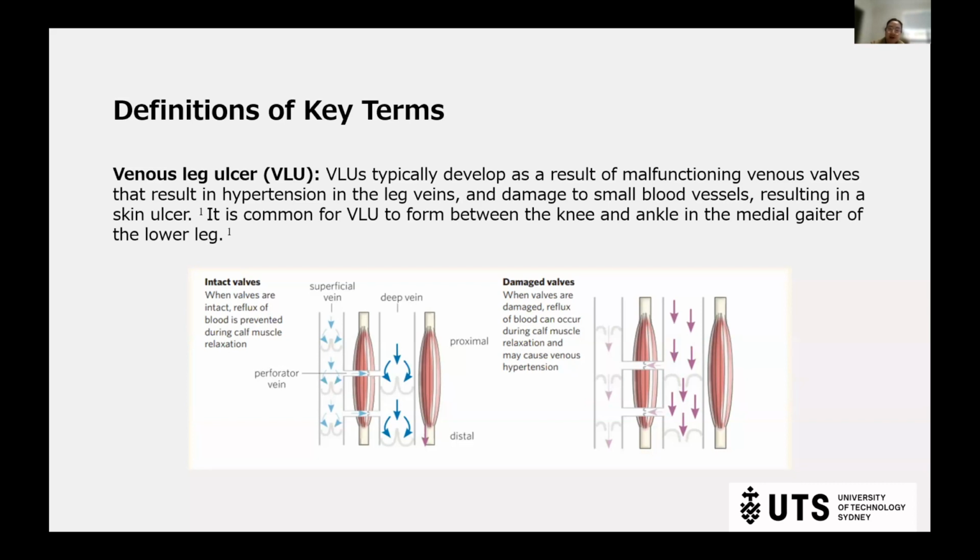So the reflux of the blood is actually prevented when the calf muscle is relaxed. And on the right-hand side is what it looks like when people have a damaged valve. The valve will not be able to hold the blood, so the blood will be pooling in the calf muscle.